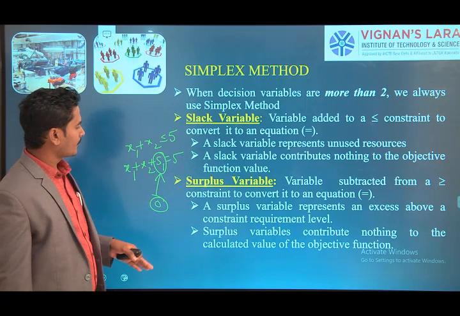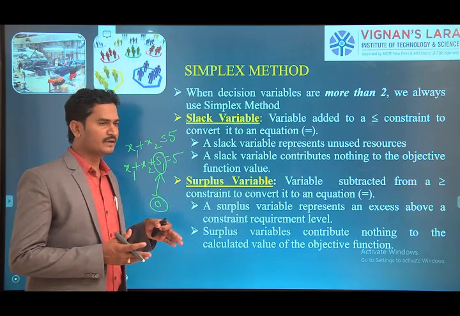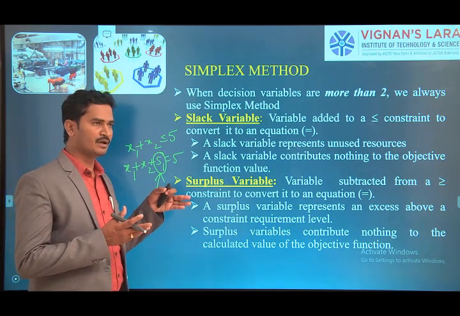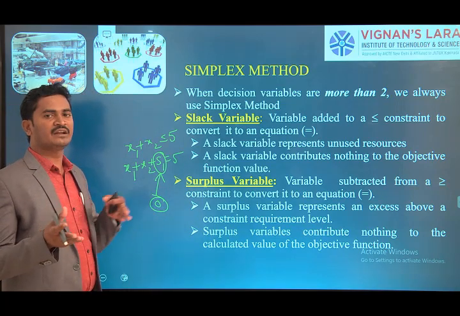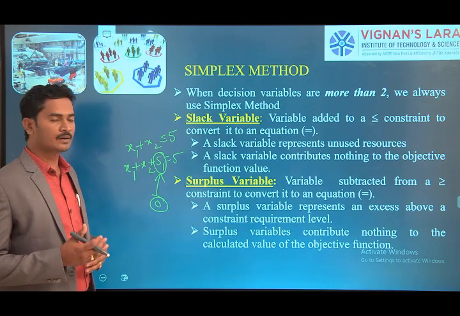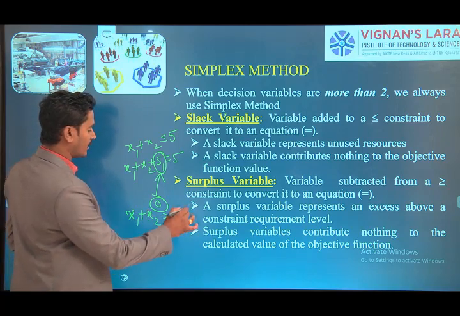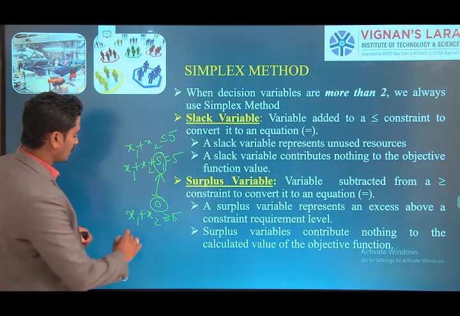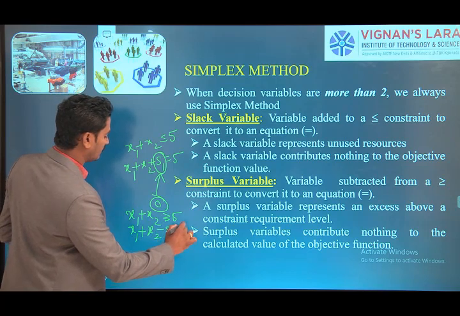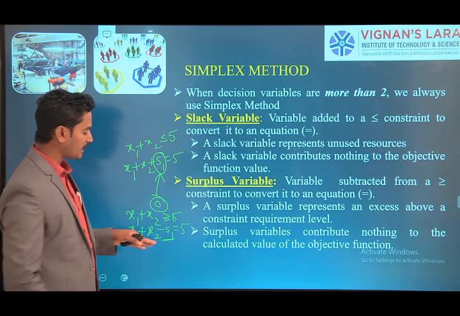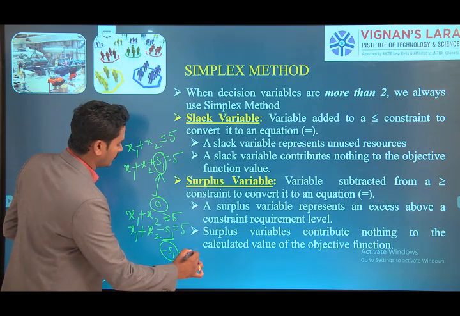Next, coming to the surplus variables. The surplus variable is subtracted from a constraint of greater than or equal to type. When we have a greater than or equal to constraint, we convert that inequality into equality simply by taking the surplus variable. For example, if we have x1 plus x2 greater than or equal to 5, we convert this into an equality with the help of a surplus variable. Surplus means we are subtracting the value from the equation. Here minus s1 is the surplus variable.